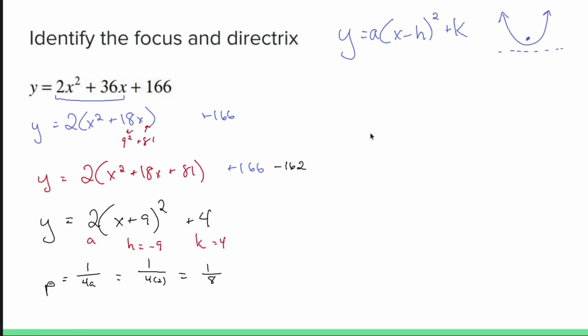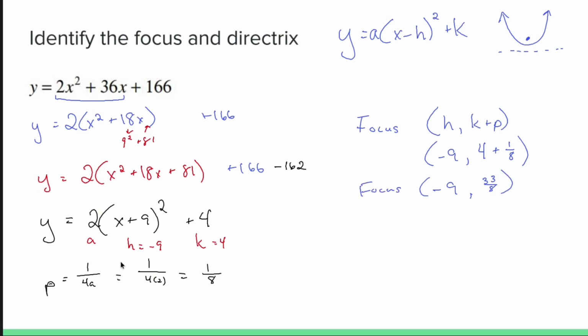The focus is a point here, and that point is h, because again, it kind of lines up nicely with the vertex. So h, and then k plus p. So in this case, the focus is going to be h, which is negative 9, k, which is 4, plus 1/8. And pretending that 4 is 32 over 8, we could say that this is 33 over 8, and that's going to be our focus.